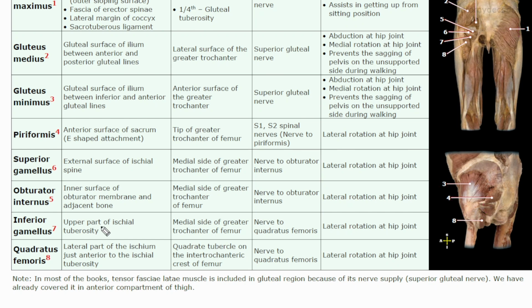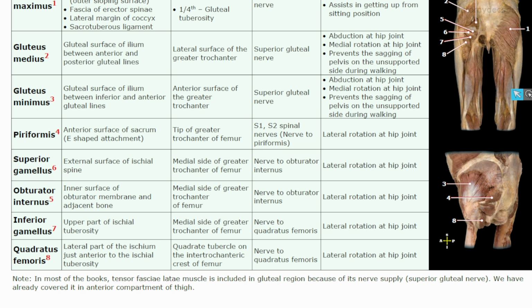Okay, and in most of the books you will find this muscle also in the gluteal region, tensor fascia lata, but it is not seen in this region. It is actually seen in the anterior compartment of the thigh. That's why we had already covered it in the anterior compartment. It is included here because of its nerve supply. Superior gluteal nerve, which supplies the gluteus medius and minimus, also supplies this muscle, tensor fascia lata.